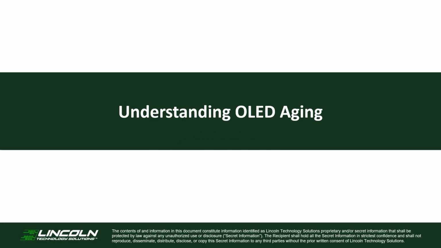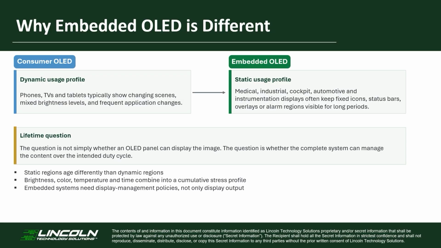That becomes especially important when we compare consumer and embedded usage. Consumer OLED products normally show dynamic content. A television changes scenes continuously, and phones and tablets switch between applications, pages, and brightness levels. Embedded systems can behave very differently. A medical display may show the same control regions throughout an entire shift. An industrial HMI may keep status bars and alarm icons in fixed locations for years. Cockpit, automotive, and instrumentation displays may also contain persistent graphical elements.